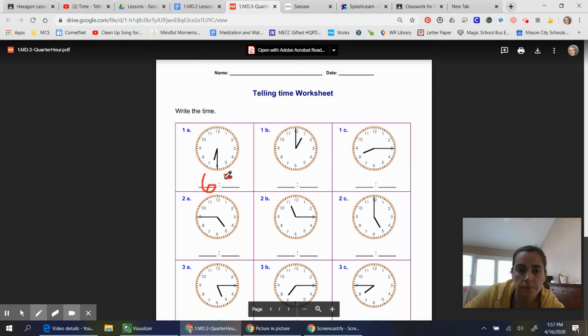So it is 6:30. You're going to notice that those little helpers, like there's no 30 down here at the bottom. You got to figure that out on your own. And remember, you can count around the clock to figure that out. 5, 10, 15, 20, 25, 30. So 6:30. Let's take a look at one that's a little more tricky maybe.